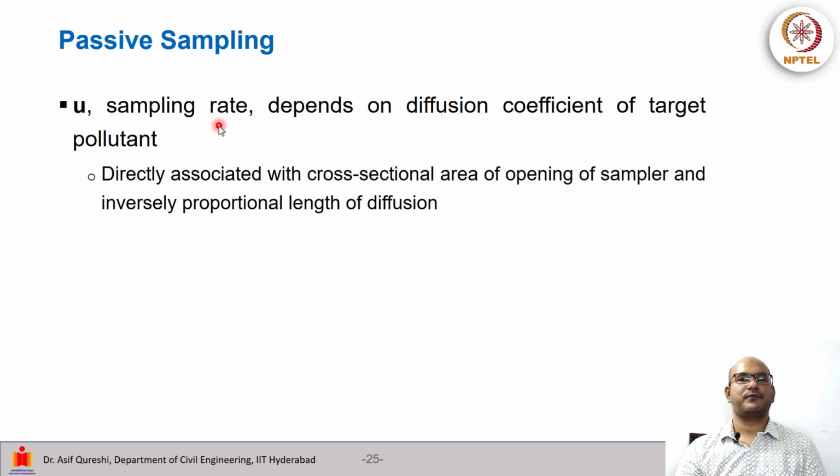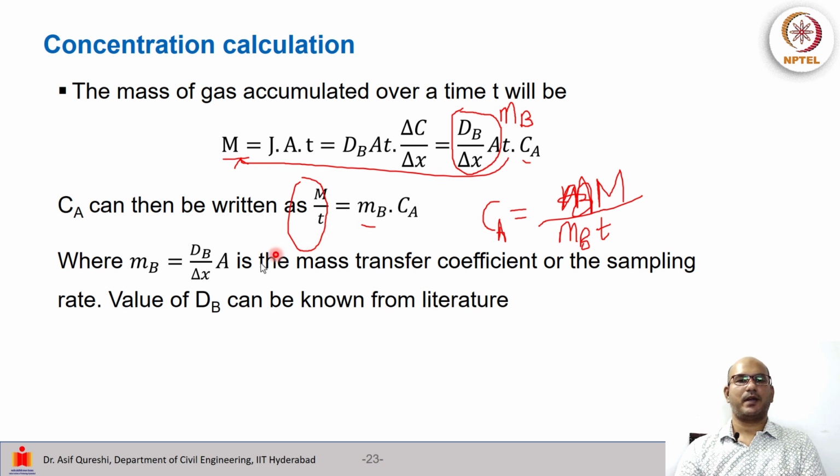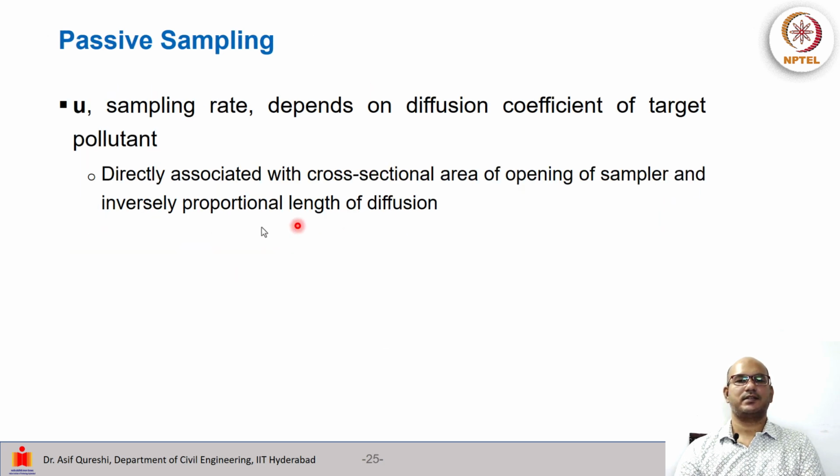As we have seen before, it depends on the diffusion coefficient, is directly associated with the cross-sectional area, and inversely proportional to the length of diffusion. So we go back: this is directly proportional to the diffusion coefficient, the surface area also, and inversely proportional to delta x, which is the length of diffusion. So we have derived this equation and the method to obtain concentration using the passive samplers.